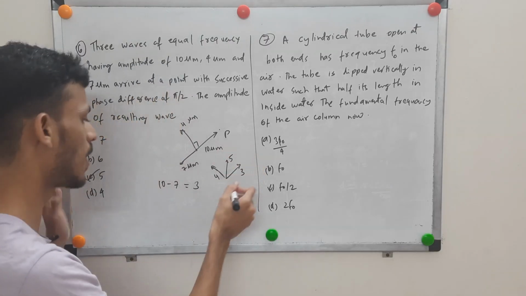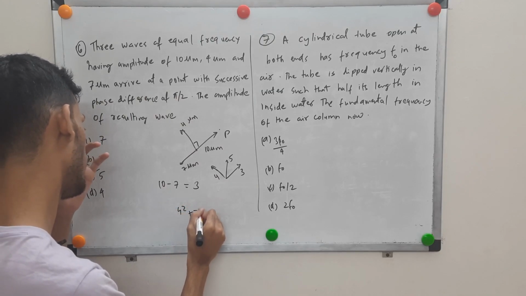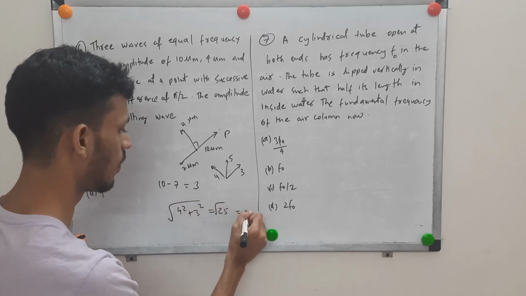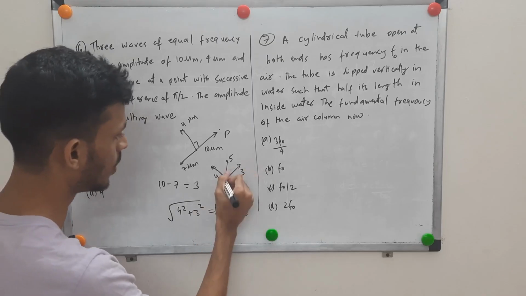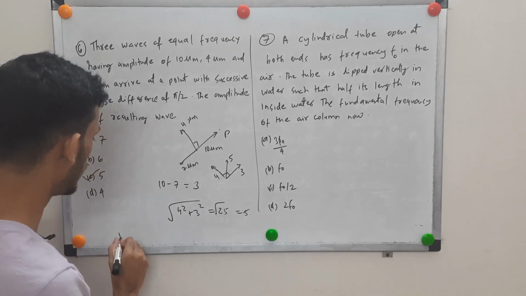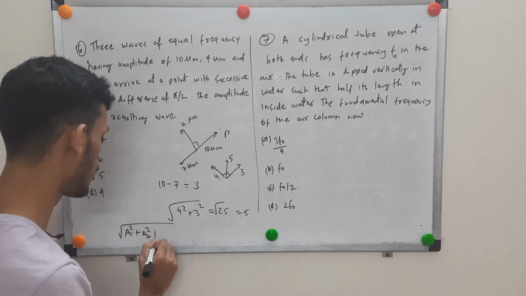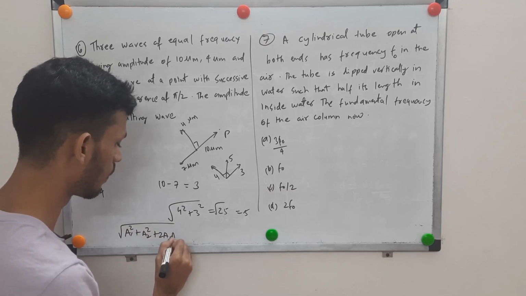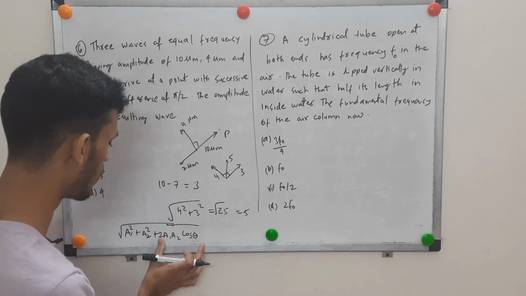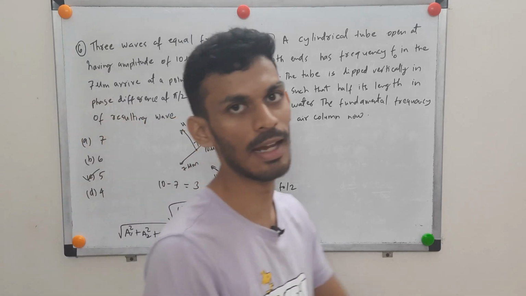So you can use Pythagoras over here, right? So 4 square plus 3 square, and under root of that. So 25 under root, which is 5. So this is the result. I'm using this Pythagoras because this is 90 degrees. Otherwise you use the addition of vectors, right? So a1 square plus a2 square plus 2a1a2 cos theta. So here the theta is 90 degrees, right? Cos 90 is 0, so this factor goes out, and basically you boil down to your Pythagoras theorem.